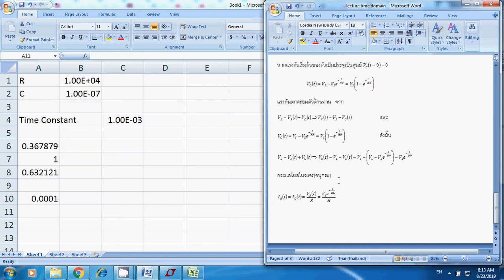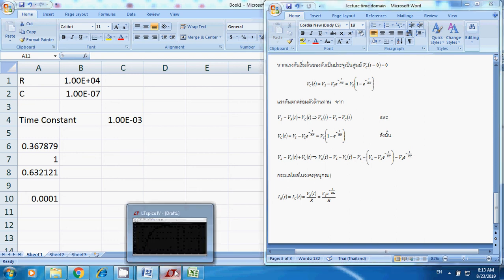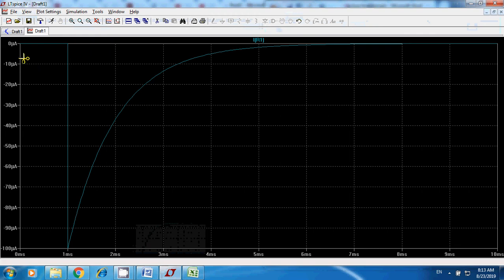Okay, so let's stop just right here, and then we can continue to analyze the circuit later on. This is your circuit.